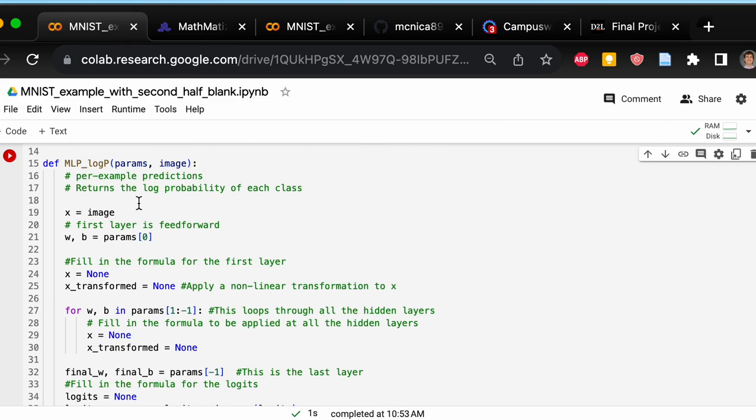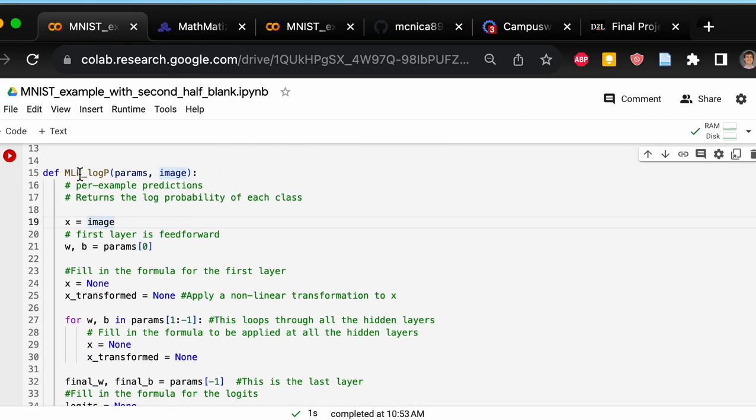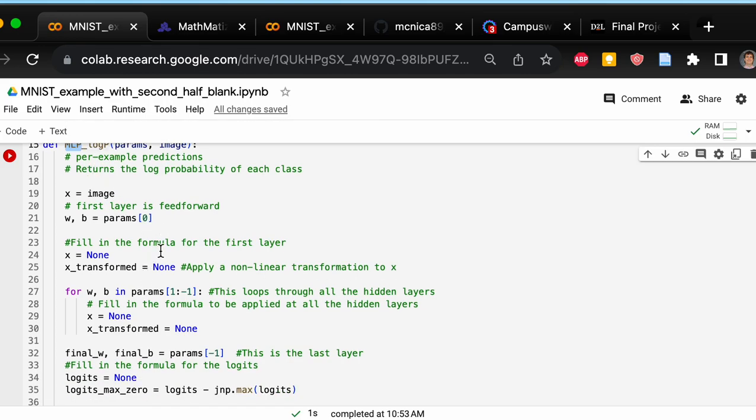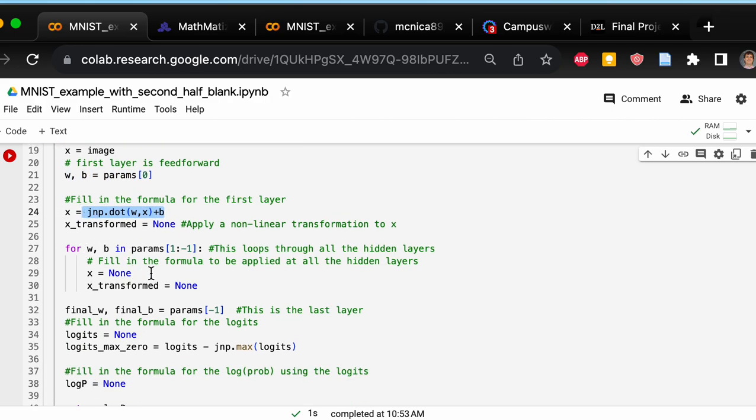And then I will do the function. So this is the MLP, multi-layer perceptron. This is the function we're defining. It's going to input the image and the parameters, and it's going to calculate the log probabilities. The way it works is the same as before. The first layer is exactly what we had before, jnp dot of W X plus B. I take the W and the B from the first layer and do jnp dot W X plus B. And then I loop through all the layers, and I just keep doing it.